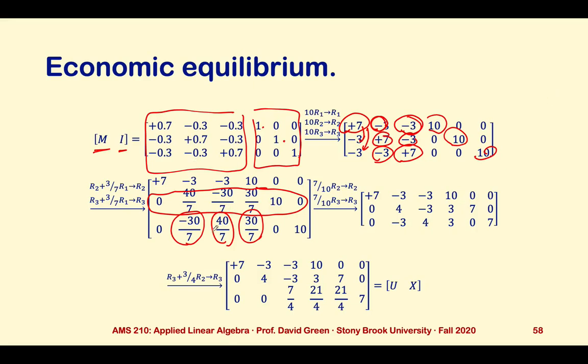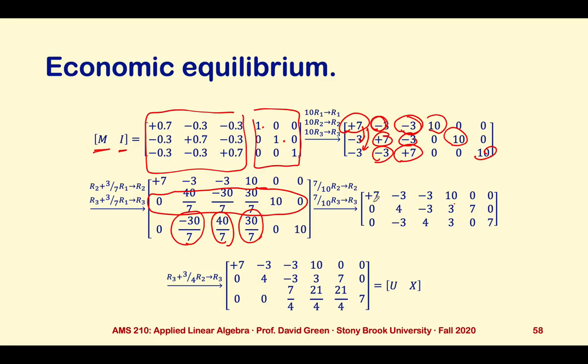We now, before moving on, are going to do another scaling. Everything here is a fraction of 7. That's going to be a little bit annoying to deal with. The numerators are all factors of 10. So let's multiply everything by 7, divide everything by 10, ignoring the first row because the first row is okay. And we end up with 40/7, -30/7, and 30/7 becoming 4, -3, and 3, and 10 becoming 7 when we multiply it by 7/10. Same thing in the second row. We end up with -3, 4, 3, 0, 7.